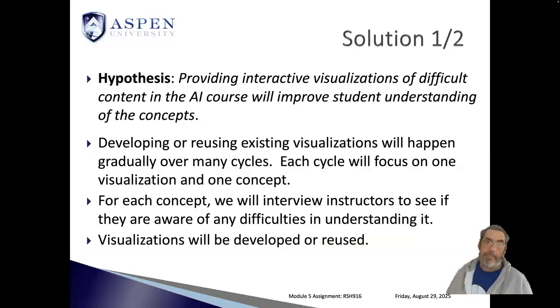Well, we're going to start with the hypothesis that providing interactive visualizations of difficult content in the AI course will improve student understanding of the concepts. Now, this means we'll be developing or reusing existing visualizations, and they'll happen gradually over many cycles. Each cycle will focus on one visualization and one concept. And for each of these concepts, we will interview instructors to see if they are aware of any difficulties in the understanding of it, and the visualizations will be developed or reused.